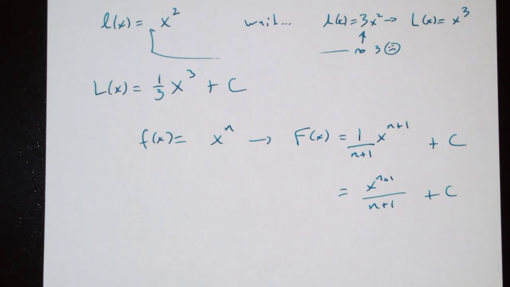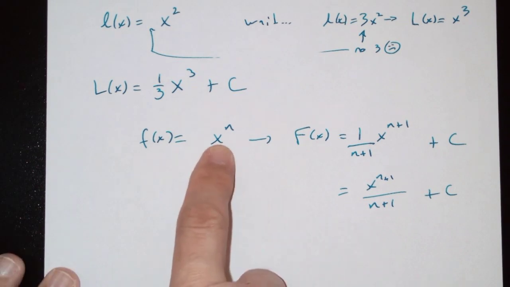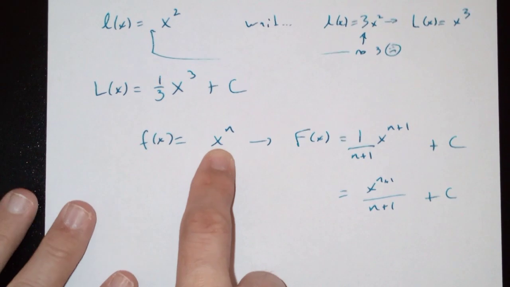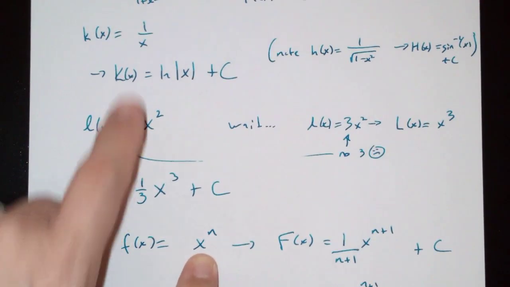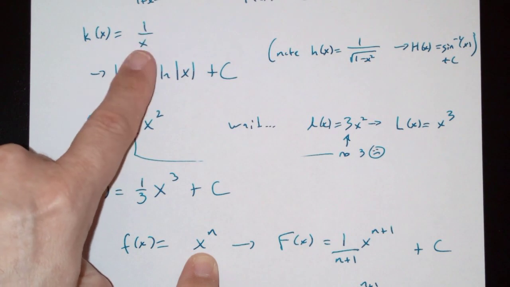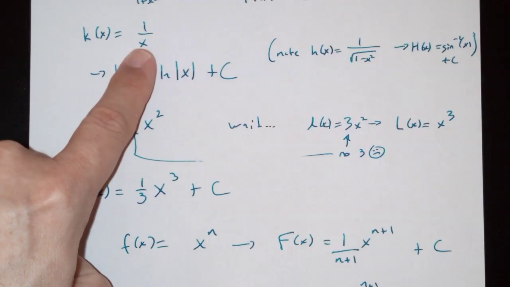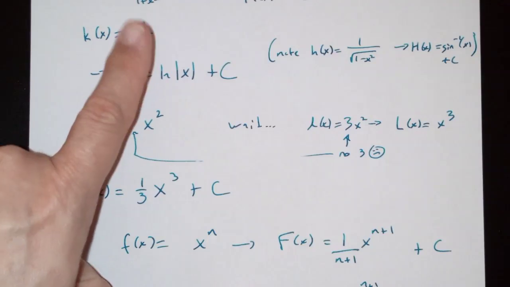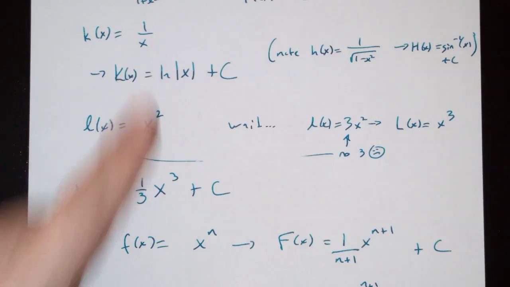Question. What power is going to break that? What value of n is going to make that go? -1, right? But that would mean that we'd have x to the -1 here, but x to the -1 is up here. So we can really do any power of x you want. This rule works as long as the power is not -1, but this other rule works for -1.